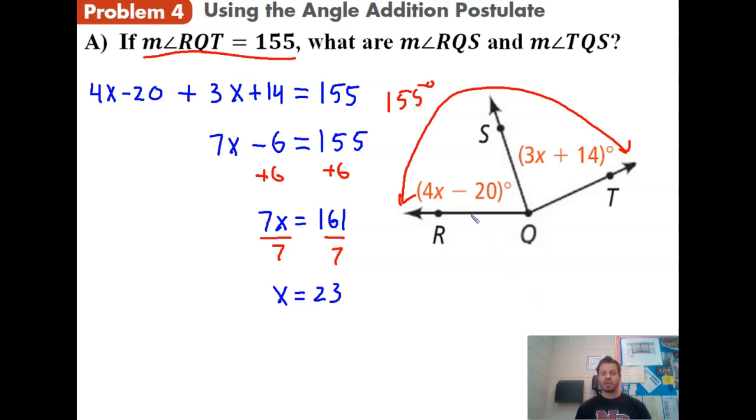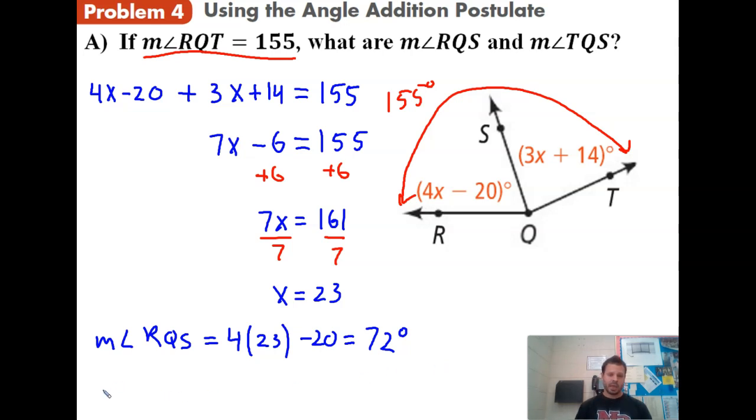And then from there, I can substitute that x into these expressions for the smaller angles to get their actual measure. So I can finish off by saying the measure of angle RQS is equal to 4 times the x value we just found, which is 23, minus 20. All right, 4 times 23 is 92, minus 20 would be a 72. So that angle measures 72 degrees. Now we can do the same thing for the measure of angle TQS. That's going to be 3 times our x, 23, plus 14. 3 times 23 is 69, plus 14 is going to give me an 83. All right, so those are my two angle measures here.